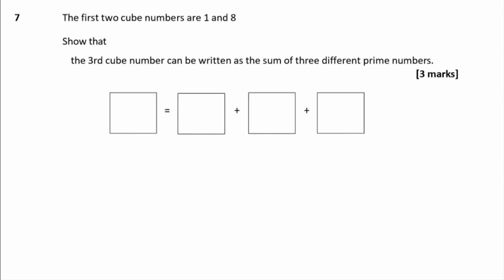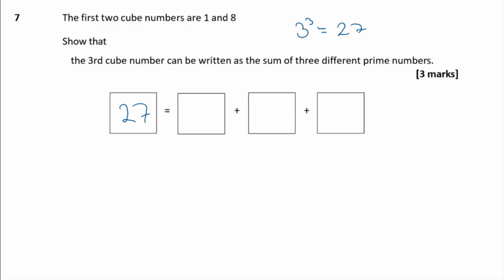The first two cube numbers are 1 and 8. Show that the third cube number can be written as the sum of three different prime numbers. Well, the third cube number is 27, isn't it? Because it's 3 times 3 times 3. So 3 cubed is 27. So that's going to be the third cube number.